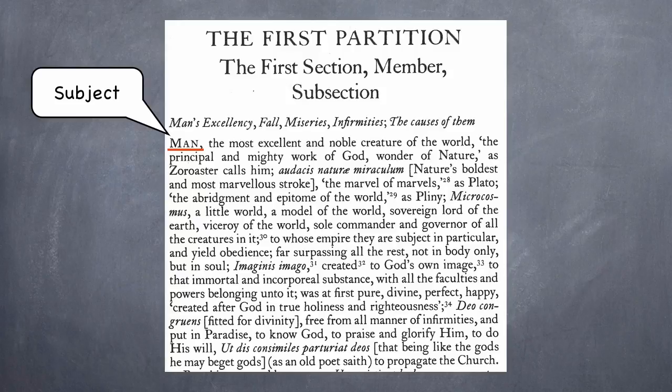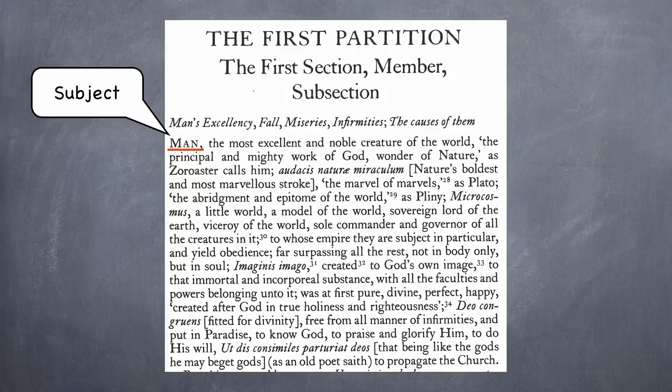So let's continue. So man, comma. These are all parenthetical expressions. So sovereign lord of the earth, comma, viceroy of the world, sole commander and governor of all the creatures in it. This is all just man. All of it is just pretty much the subject. To whose empire they are subject in particular, and yield obedience, parenthetical expression, far surpassing all the rest, not in body only but in soul, still another parenthetical expression, imaginis imago, created to God's own image, to that immortal and incorporeal substance with all the faculties and powers belonging unto it.